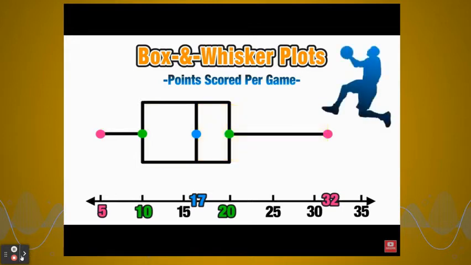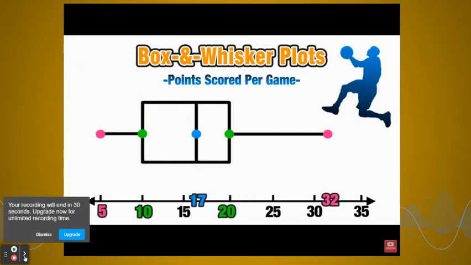Now what you're probably thinking is, how can we use this graph to evaluate Jordan's basketball performance? For example, by looking at the extremes, we could see that it's probably unrealistic to expect Jordan in an average game to score anything near his high of 32 points or his low of 5 points. Based on those extremes, you may think that Jordan is an inconsistent player. But if we look at the area inside the box, this is called the interquartile range, we can say that in an average game, Jordan will score between 10 and 20 points.